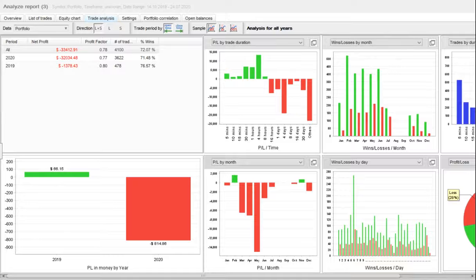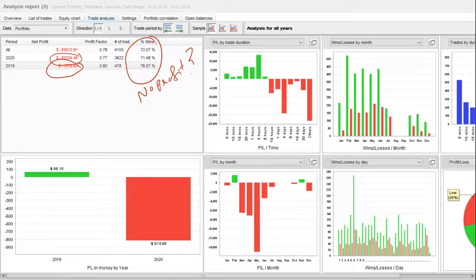In this chart we can analyze his psychology and trading pattern. As you can see, this is the 2019 loss and the 2020 loss, and his win ratio is pretty good, 76% to 72%. With that win ratio, it's surprising that there is no profit. You must be profitable with this accuracy.